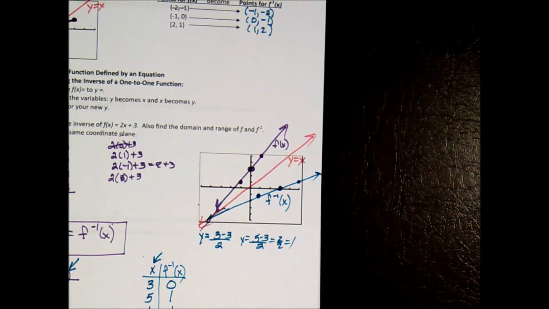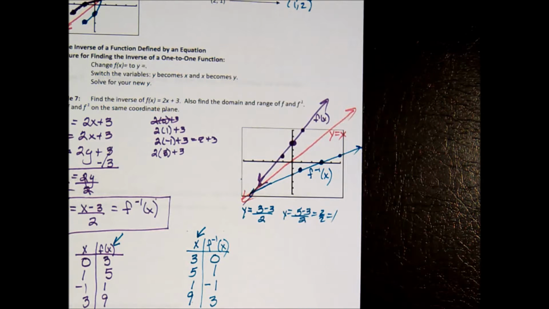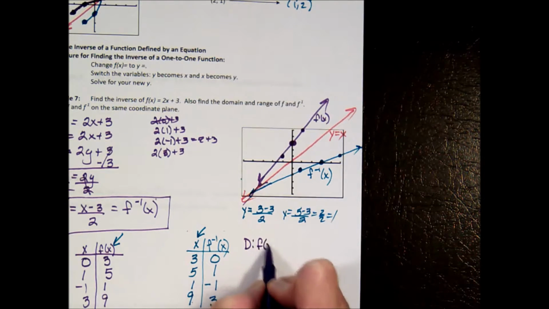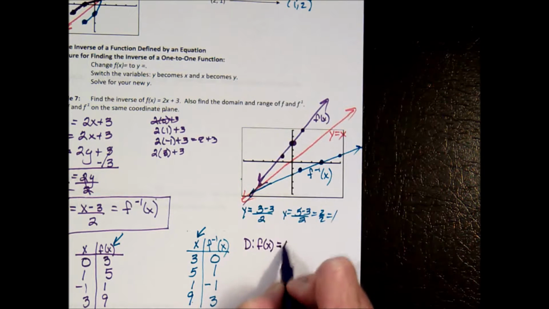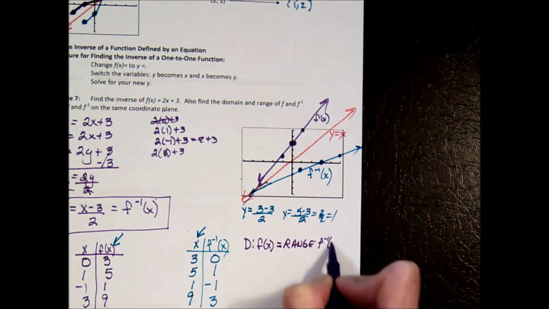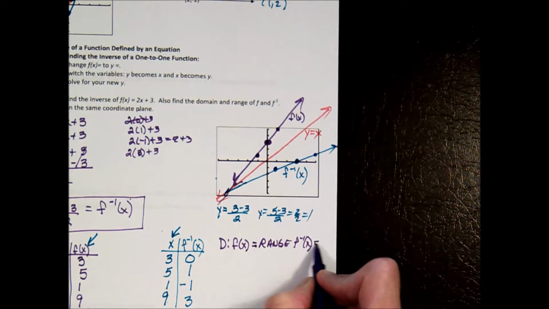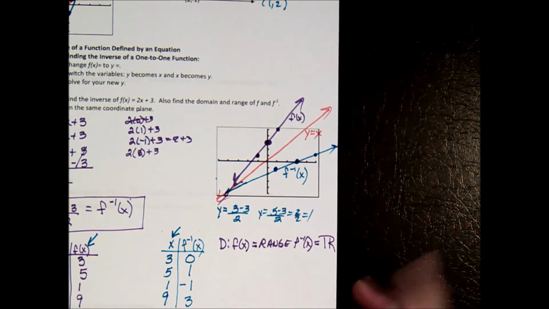So when we talk about the domain and range, we know that the domain for f of x is equal to the range of f inverse of x. And since they're linear, it's all real numbers. The sign for all real numbers is this. I'm going to use that symbol.